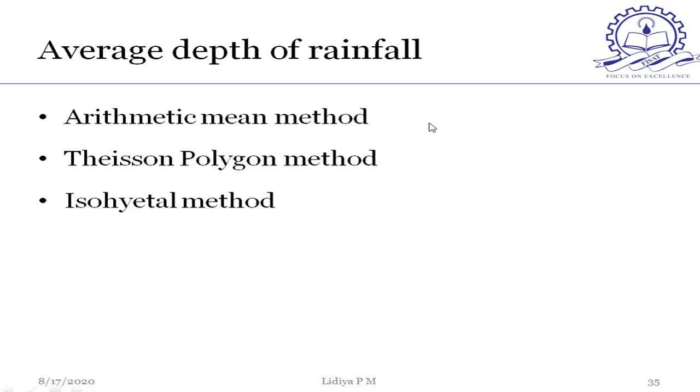First we will discuss the arithmetic mean method. This method is accurate only if the rain gauge stations are uniformly distributed over the area and the rainfall varies in a regular manner. Then we can go for the arithmetic mean method. In this method, we are giving equal weightage to all rain gauge station data.